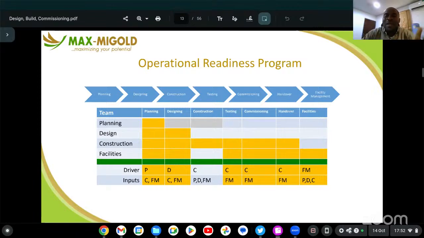So facilities managers don't drive those phases: the planning, the designing, the construction, the testing, the commissioning, the handover. They don't drive such processes at that point. They only give inputs, they only advise at those points. But whenever it's handed over to the facilities management team, then they can drive their process. We facilities managers, we should always drive our process.